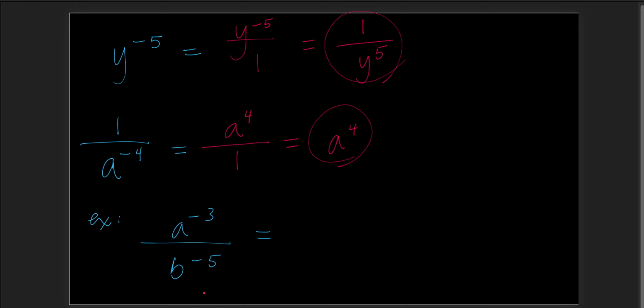So guess how this one would work out? A to the negative third over b to the negative fifth. So this one wants to go up and this one wants to go down. So it'd be b to the fifth over a to the third. And that's it. And that's how negative exponents work.